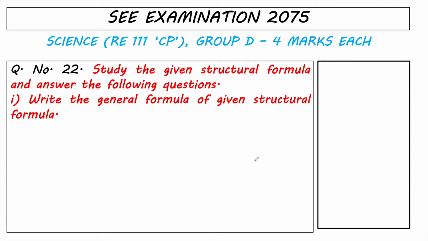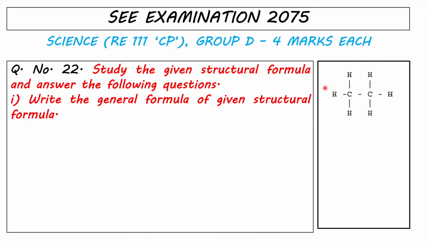SEE examination 2075. We're doing science from group D. Question number 22. Study the given structural formula and answer the following questions. The first one is write the general formula of the given structural formula. So the structural formula given in the question is this. Okay, this is the structural formula.